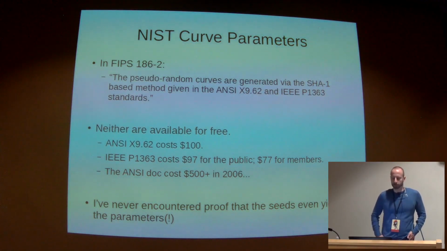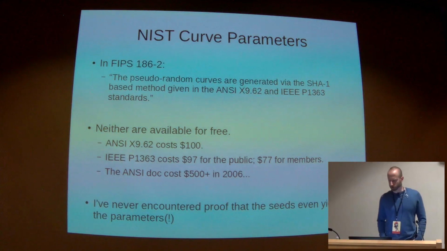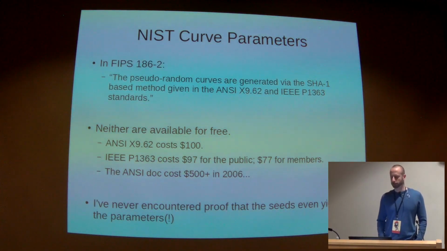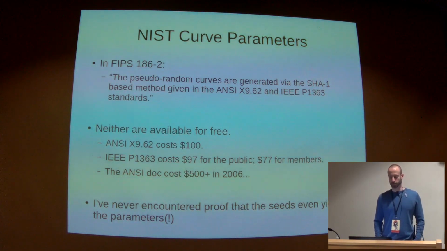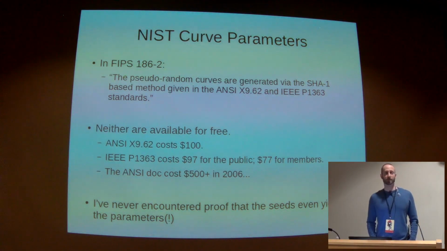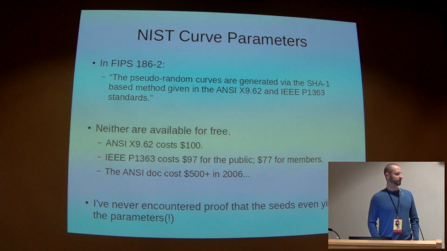So back to the NIST document, here's a quote from it: the pseudo-random curves are generated via SHA-1 based on the method given in the ANSI X9.62 and IEEE standards. Okay, so let's take a look at them. Well, it turns out neither of them are free. The ANSI doc costs $100. The IEEE document currently is $97, although it's $77 for members. I remember 10 years ago I was a grad student here, and I wanted to read that ANSI doc. It was over $500 to get the PDF. So it might as well have not existed.